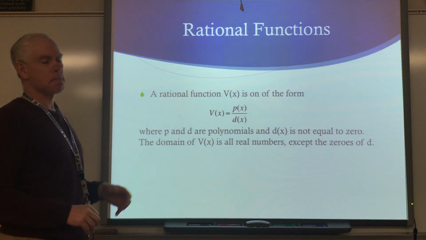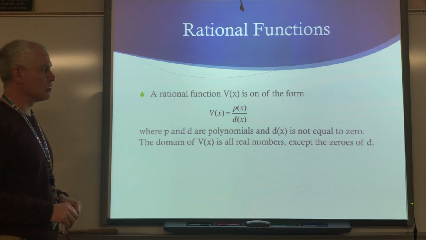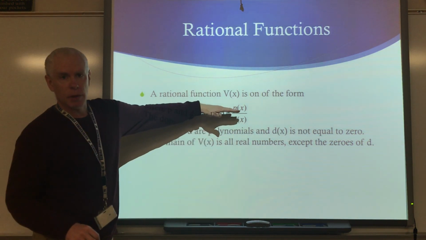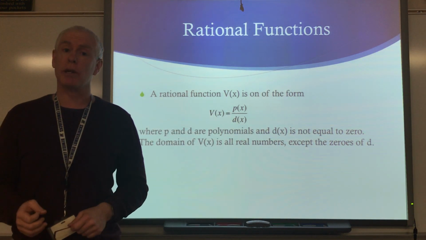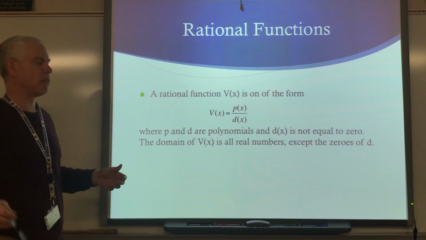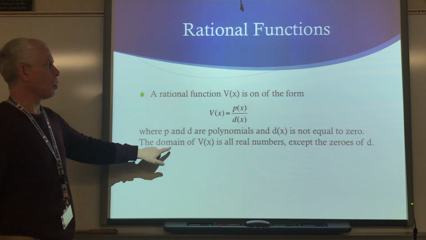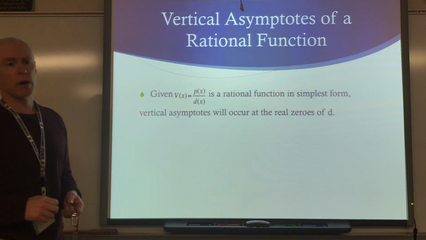Okay, so we're going to be graphing rational functions today, and in general, a rational function is a function that can be written in the form p of x over d of x, where p of x and d of x are polynomials, okay? And we'll talk about how to use those polynomials to help us find parts of the graph that are important. Okay, so vertical asymptotes, it's one of the important things.